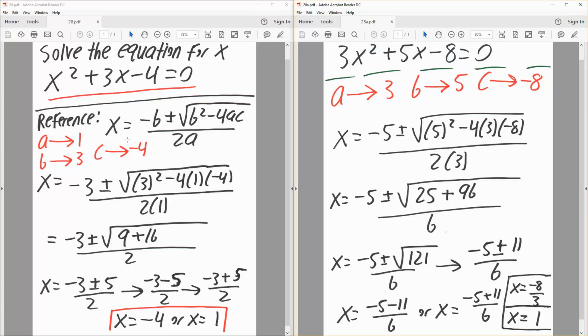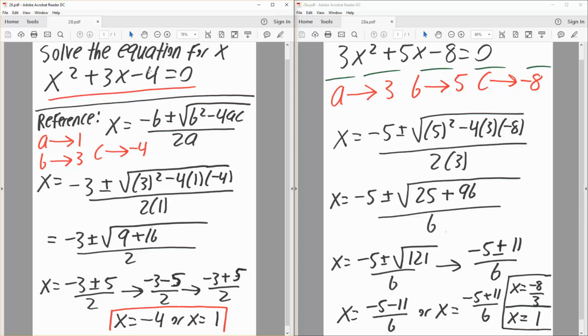In order to use the quadratic formula, the formula is this: x is equal to minus b plus or minus the square root of b squared minus 4 times a times c, divided by 2a, where a is the constant here, b is this number, and c would be this number. And so a would be 1, b would be 3, and c would be negative 4.